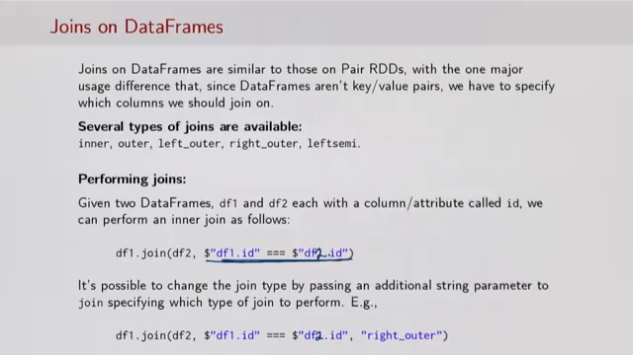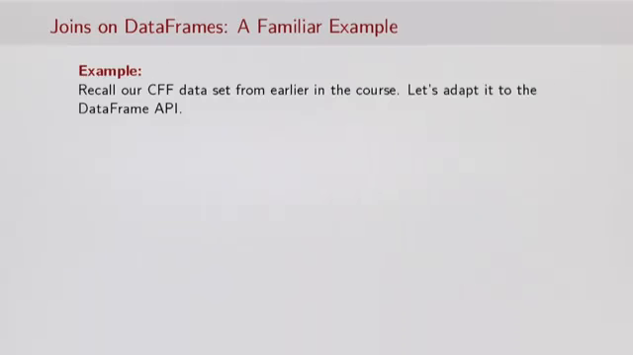Now in order to change this join type to anything else, we can pass one of these strings instead of right outer. So if we wanted to change this to a left outer join, we pass this string here, or an outer join, we just say outer, for example. So let's look at an example.